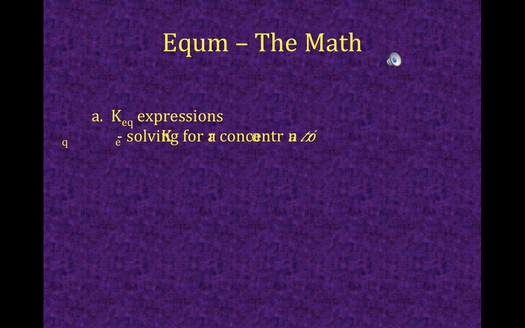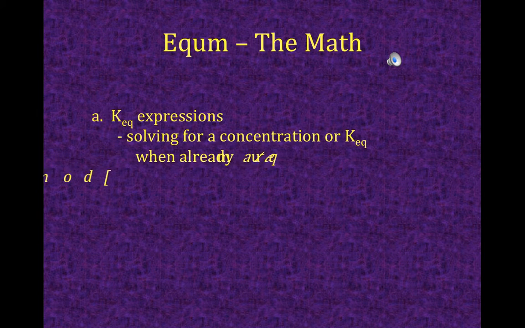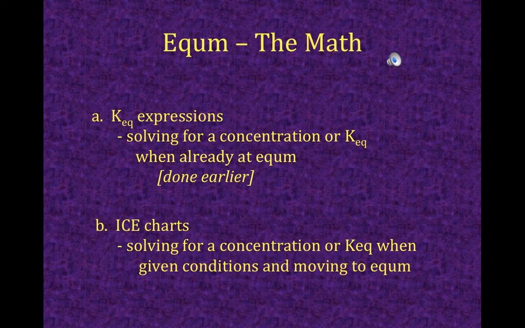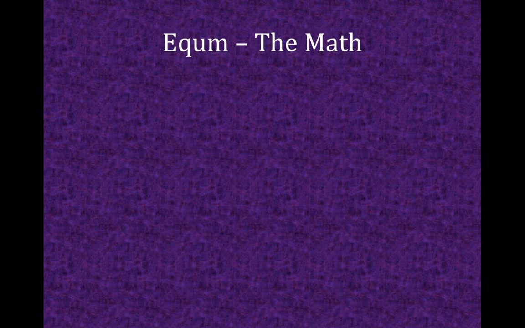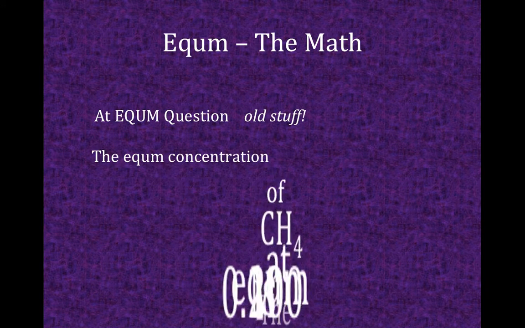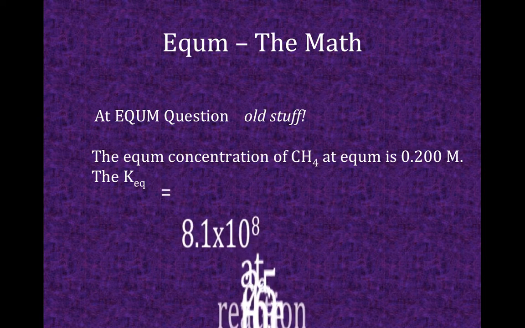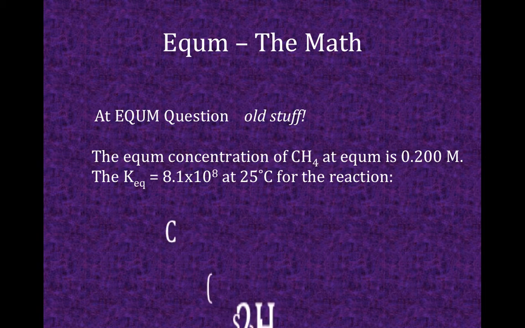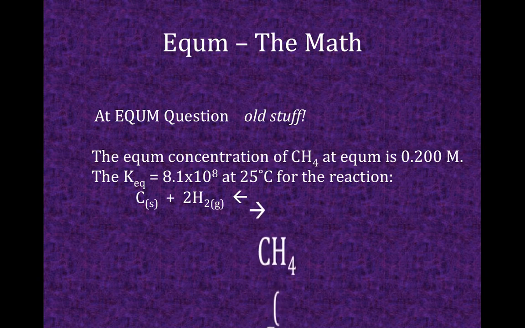So earlier you learned about KEQ expressions, and from that you should be able to solve for KQ or an unknown concentration. And eventually in this PowerPoint we're going to look at ice charts where we have changing conditions. So we love questions that already involve being at equilibrium because then we don't have to do an ice chart.